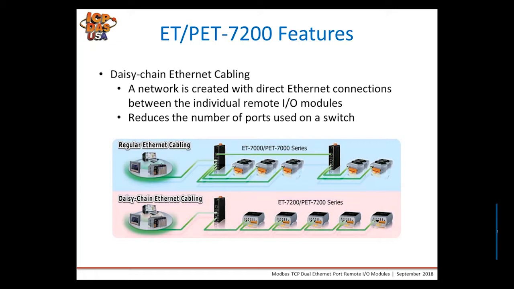This is an illustration of the standard ET7000 or traditional remote data acquisition modules from Modbus TCP and the ET7200. Note at the bottom that there's 2 Ethernet ports per 7200 module, so it allows the ability to daisy chain. For the PET modules, only the first module has PoE. The PoE is not passed from module to module. So each the second, third, fourth, and fifth module, those are PET, must be powered remotely by power supply through the terminal block.